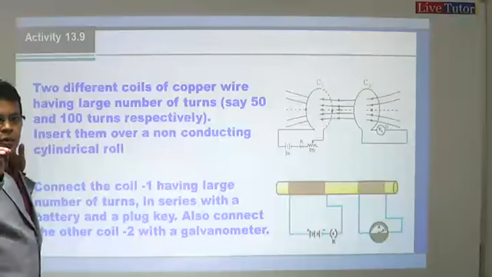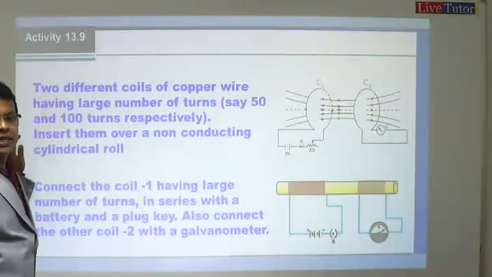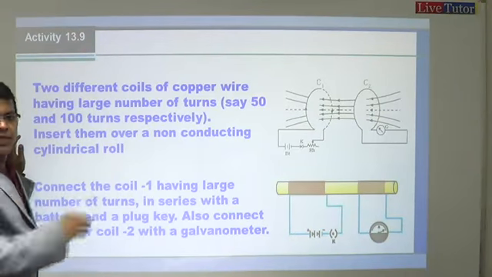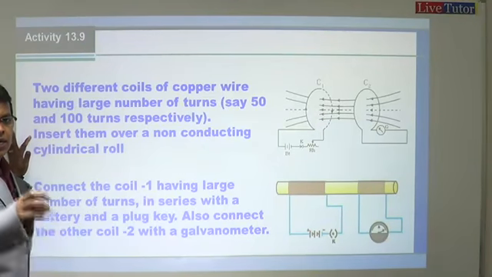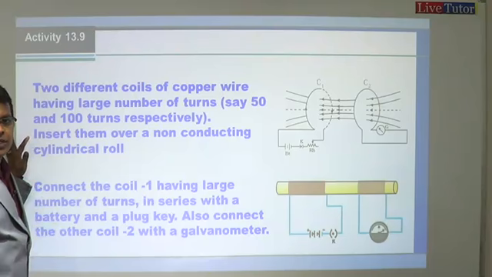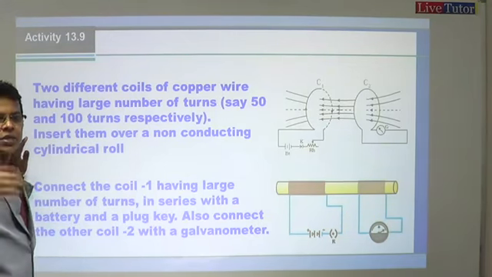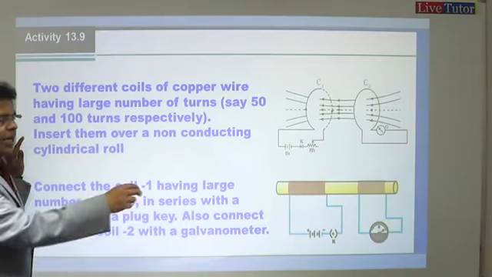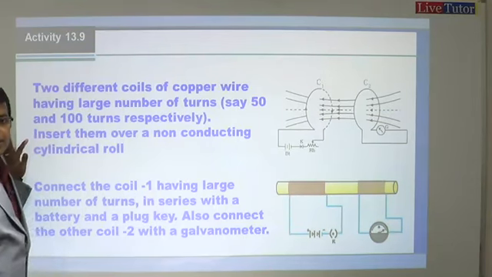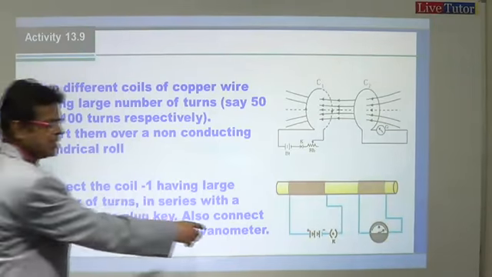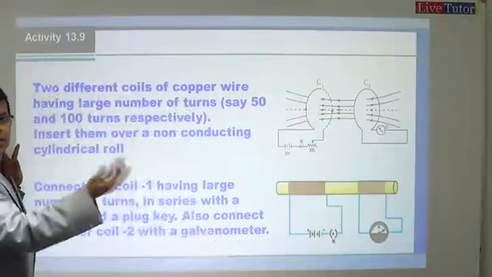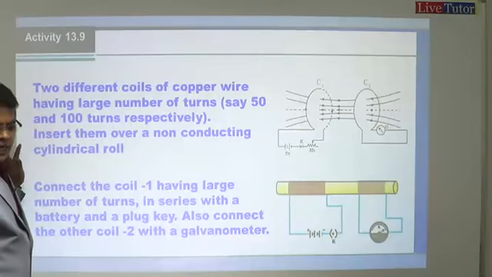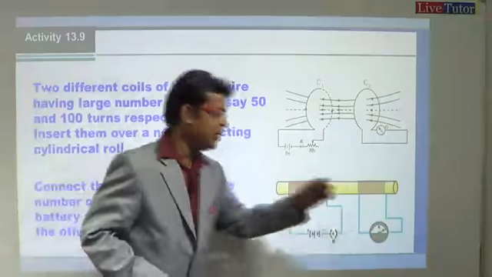And they are inserted over a conducting cylindrical coil. As we have seen in the video, one coil is inserted over the other one. Now, we are going to connect coil 1, which has a large number of turns. You know why we are taking this large number of turns? So that it will produce enough magnetic field. That is why we are taking a coil with a large number of turns first. And it is connected in series with the battery and a plug key. And coil 2 is connected with the galvanometer.